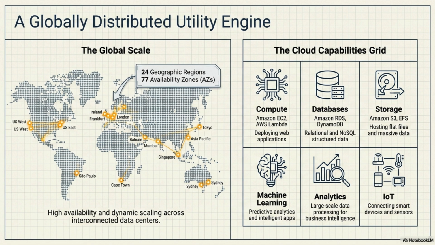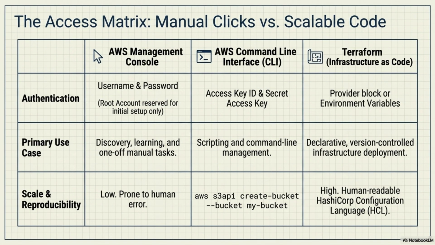AWS is not just servers in the cloud, it's a globally distributed system with regions and availability zones designed for high availability and scalability. You get access to compute, storage, databases, analytics, even machine learning, all as building blocks. What this really means is, you're not managing servers anymore. You're assembling capabilities.